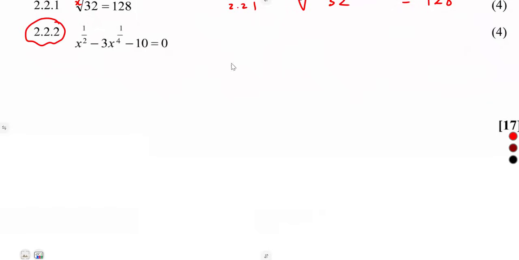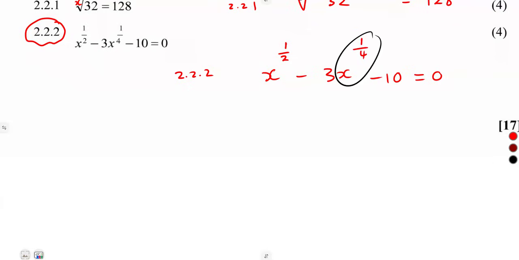2.2.2, we are given this. Let us see here: x to the exponent of 1 over 2 minus 3x to the exponent of 1 over 4 minus 10 is equal to 0. So this is under our exponents. Again, we can have equations of that nature. Remember, I say these are simply disguised quadratic equations where we can work out from the least exponent, 1 over 4 compared to 1 over 2. 1 over 4 is the least, the smallest.